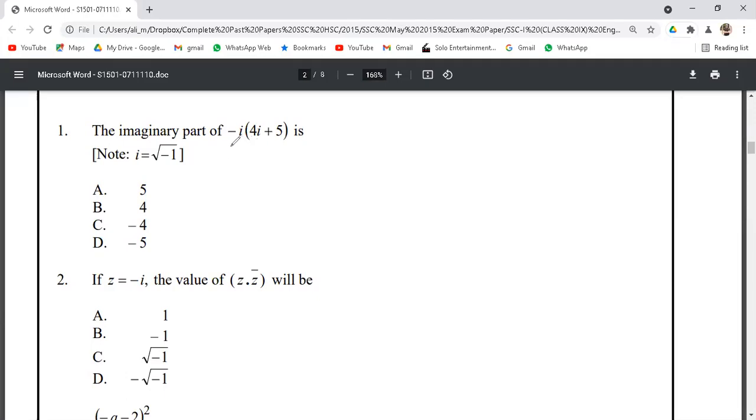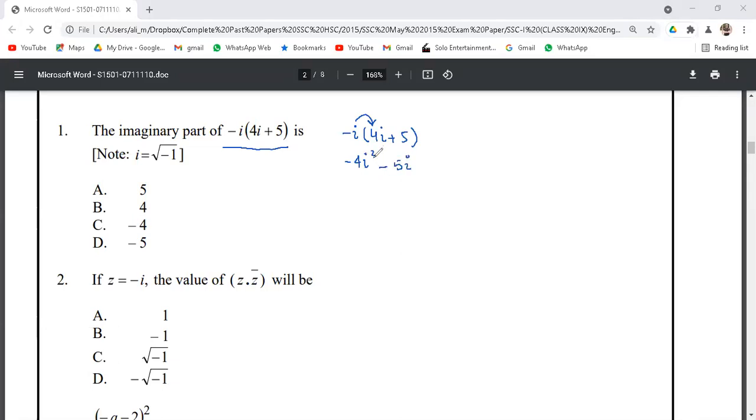So क्वेश्चन नंबर 1 में हमारे पास एक कॉम्प्लेक्स नंबर गिवन है. वी हैव टू आइडेंटिफाई द इमेजिनरी पार्ट ऑफ दिस कॉम्प्लेक्स नंबर. सो लेट्स सिंप्लीफाई दिस क्वेश्चन. माइनस आयोटा इनटू 4 आयोटा प्लस 5. तो माइनस आयोटा को पूरे ब्रैकेट से मल्टीप्लाई करते हैं. तो माइनस आयोटा मल्टीप्लाई बाय 4 आयोटा, we will get minus 4 iota square minus 5 iota.